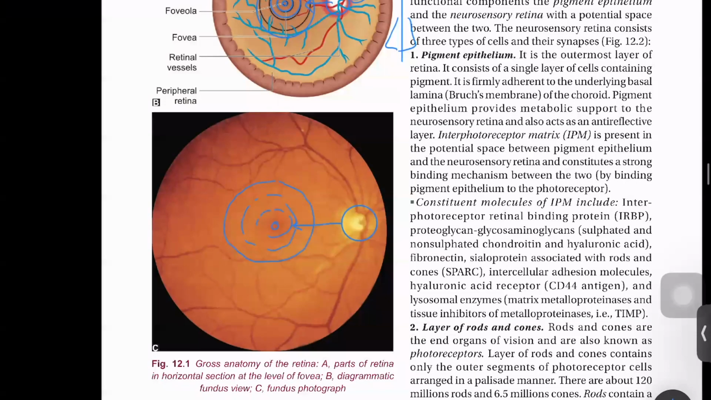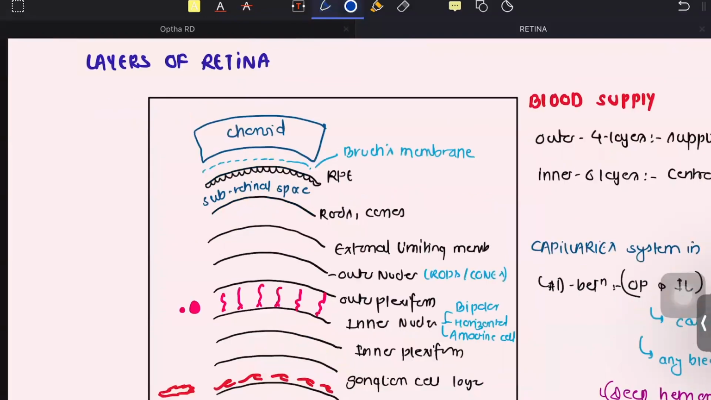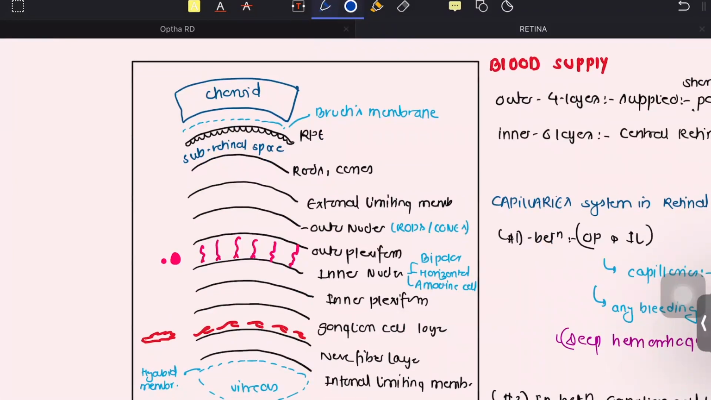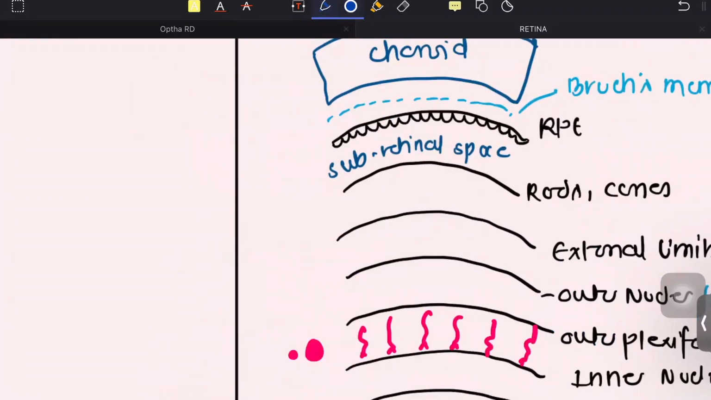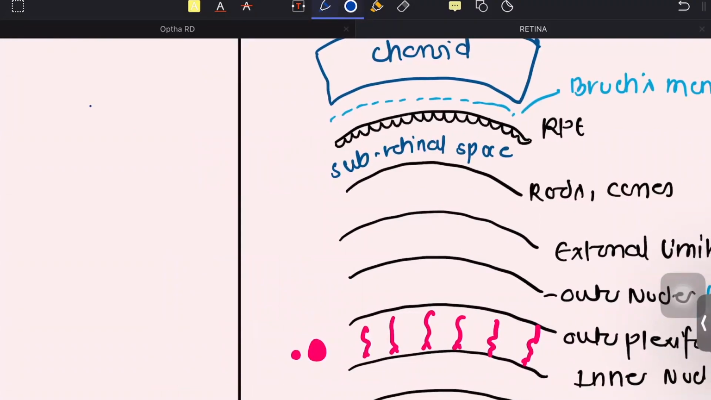Now we'll be talking regarding the microscopic anatomy of the retina. So retina consists of 10 different layers. So let me make a diagram about that. This outer part is called as a sclera. And central to the sclera is a choroid, and central to that is retina.